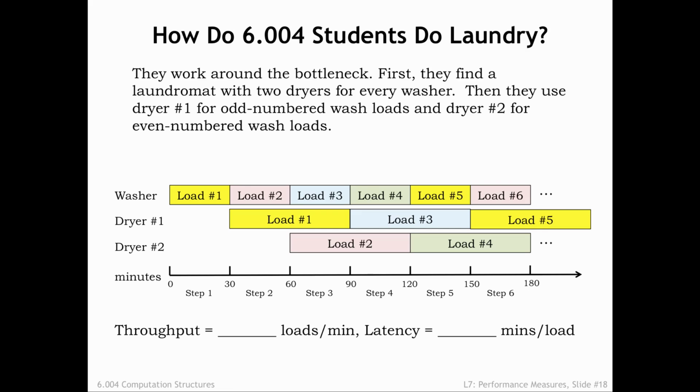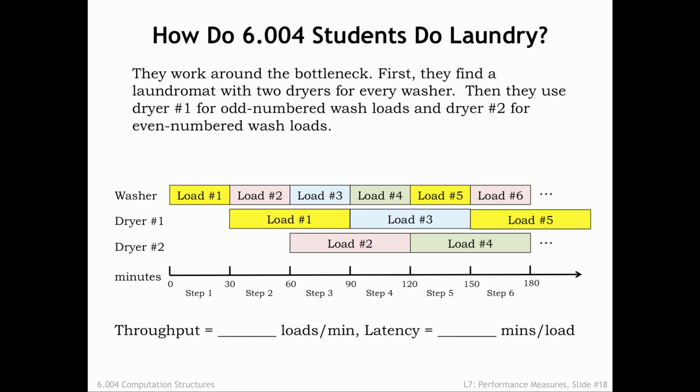MIT6004 students work around the dryer bottleneck by finding a laundromat that has 2 dryers for every washer. Looking at the timeline, you can see the plan, which is divided into 30-minute steps. The washer is in use every step, producing a newly washed load every 30 minutes. Dryer usage is interleaved, where dryer number 1 is used to dry the odd-numbered loads, and dryer number 2 is used to dry the even-numbered loads.